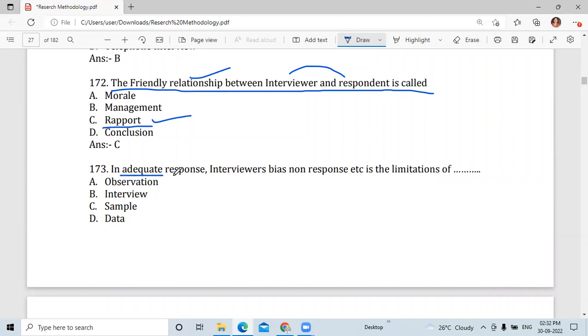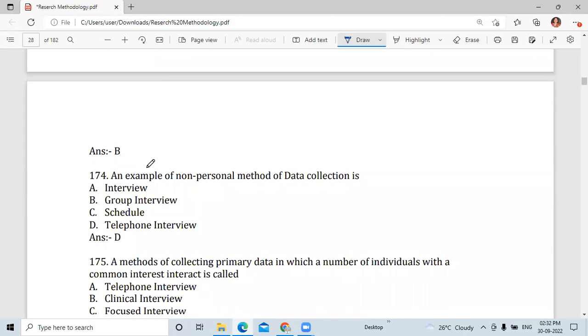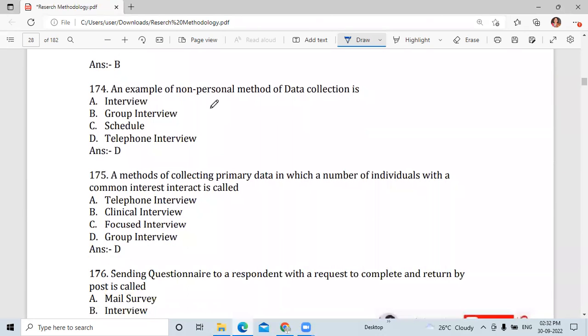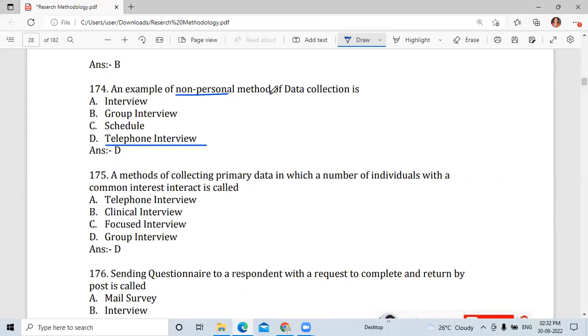Inadequate response, interviewer's bias, non-response, etc. are the limitations of what? They are the limitations of interview. An example of a non-personal method of data collection is a telephone interview. It is a non-personal method of data collection.